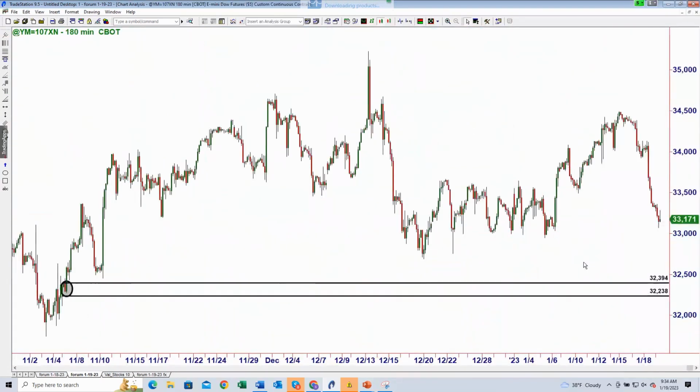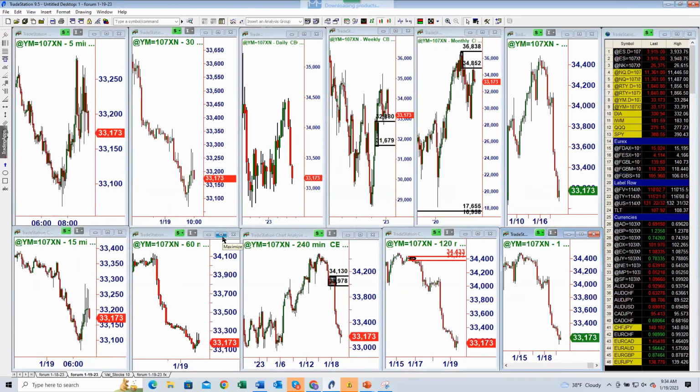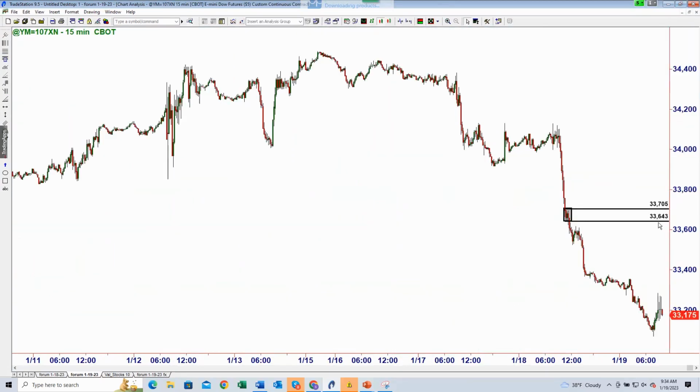But it's a perfect lesson on getting outside the range, right? So we have that supply zone just a little bit higher. It's actually not a little bit higher. It's all the way up here, right? Well, let's just be clear. Okay, right here. Yeah, so right up here, 33,645 on the supply side.